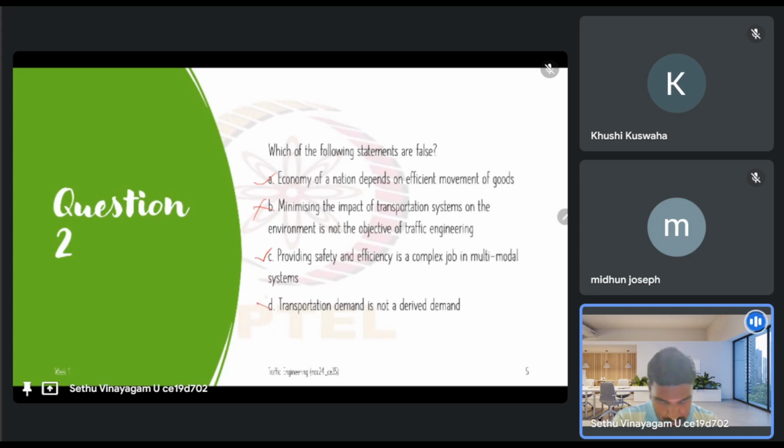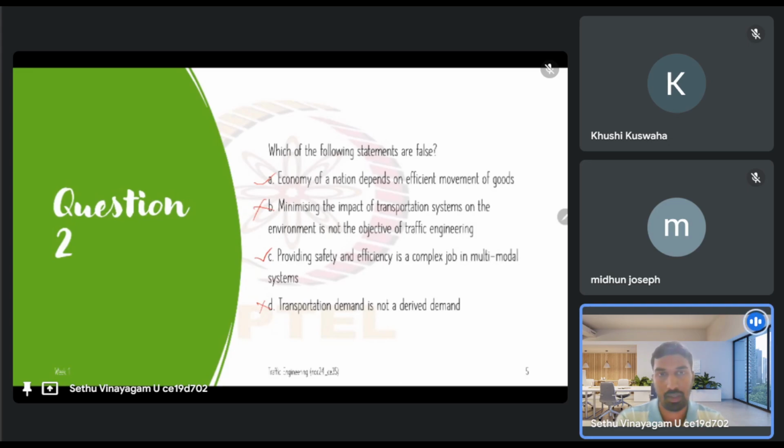And D says that transportation demand is not a derived demand, which is incorrect. So what is a derived demand? Which means that the need or the demand for traveling from one location to another does not exist by itself, right? So people want to move from A to B because they want to do something at the location B, right? So they are at location A, they want to go to location B because they want to perform some activity there.